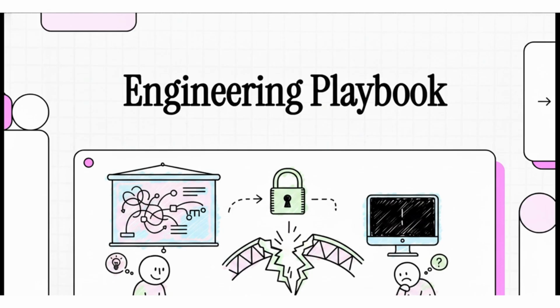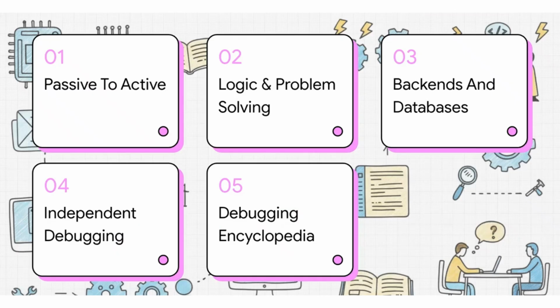Why on earth does the code look so brilliantly simple up on a projector, but feel like an absolute alien language when it's time to build it on your own? Well, that gap, the space between understanding a concept and actually executing it, is arguably the biggest hurdle in software engineering. So let's dive straight into this engineering playbook.